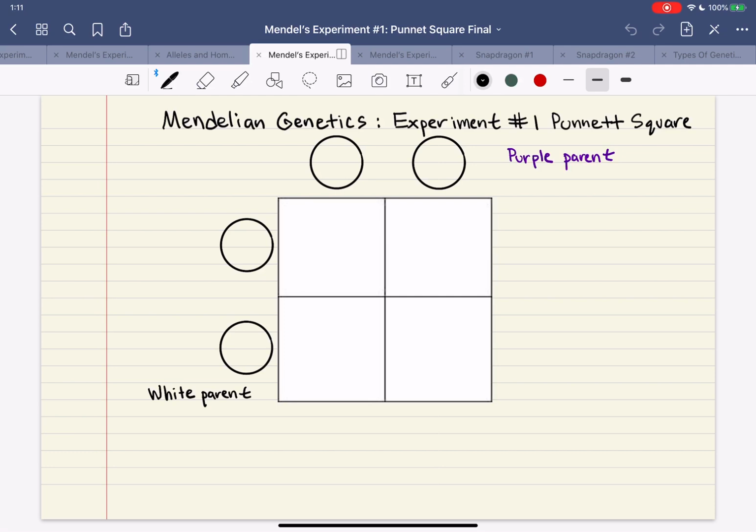Now remember, in this first experiment, he took true breeding purple pea plants and crossed them with true breeding white. So now we know a little bit more about what that true breeding means. Well, that probably means they're homozygous dominant, right? So we're going to put that up top here. We're going to put uppercase P, right? They're big P, big P. The white parent, well, it must be the recessive trait, because it has 2 recessive alleles. It's little p, little p.